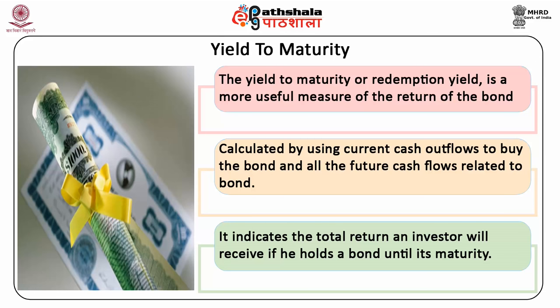Yield to maturity includes all the interest payments plus any capital gain the investor will realize if the investor purchases the bond below par. Alternatively, it will take into account any capital loss the investor will suffer if the purchase price of the bond is above par.